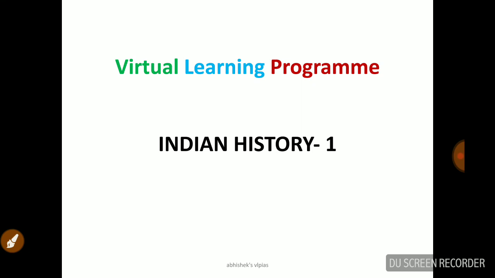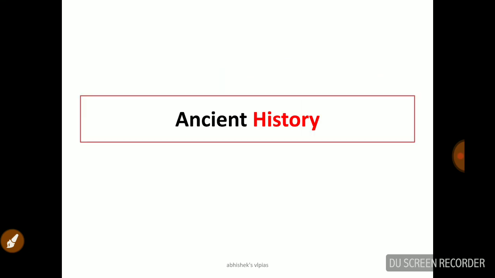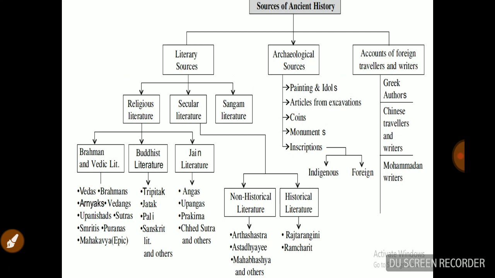So today we are discussing the basics of Indian history. Indian history is classified into three categories: ancient Indian history, medieval Indian history, and modern history. We are starting the session on ancient history right now, then we will switch to medieval and finally modern. So let us start with an overview of ancient history.